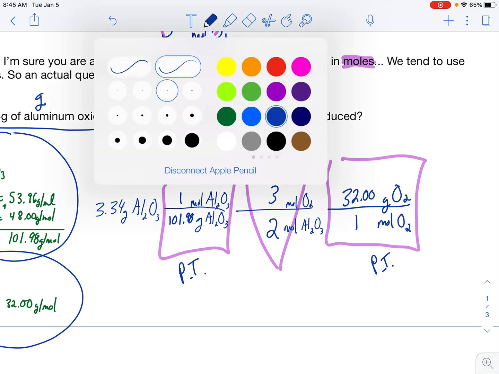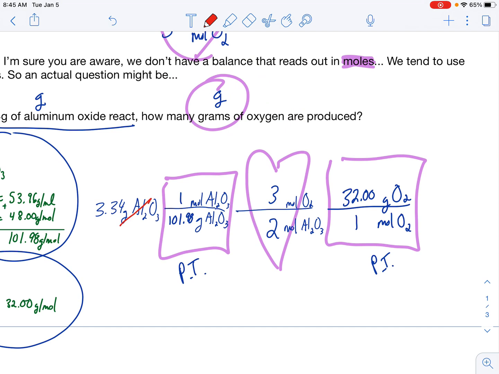If we take a look at our unit cancellation, we'll do it in red. We have grams of aluminum oxide converting into moles of aluminum oxide, converting into moles of oxygen, converting into grams of oxygen, and grams of oxygen is what we actually wanted. That's what the question is asking for. So work your units and then worry about the values.